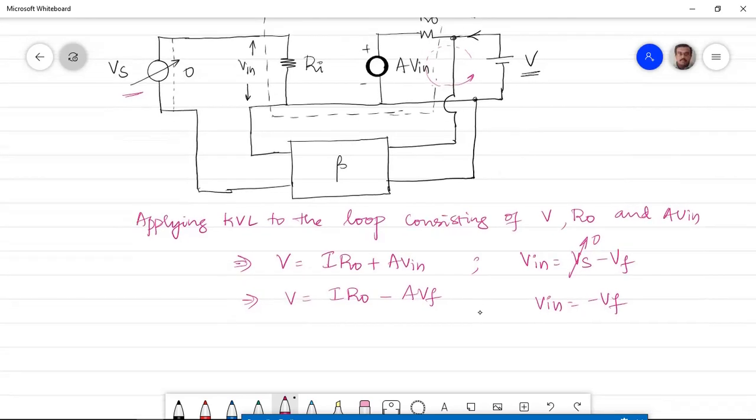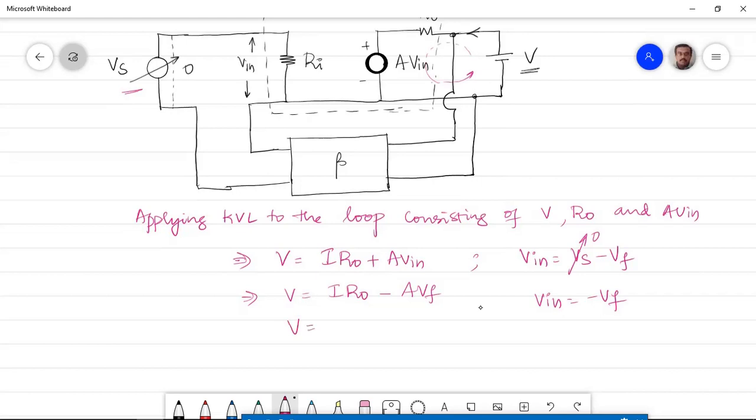Let me write, V is equal to I times R naught minus A times Vf. In the normal circumstances, we write Vf as beta times V naught, where V naught is the output. But right now, V naught is getting replaced by V. So I can write Vf as beta times V. When you rearrange all these terms, what you will get is V into 1 plus A beta is equal to I into R naught.